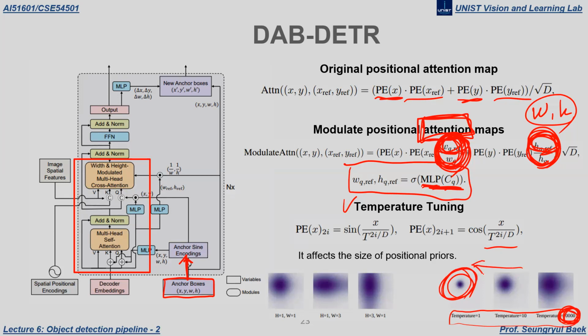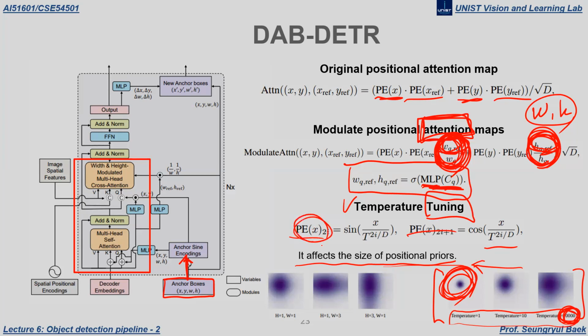if temperatures become small, the attentions become sharp, okay? So it affects the size of the positional priors, okay? The smaller values will make the positional priors sharp, okay? So they adjust these temperature values as well, okay? They further conduct this tuning, okay? When applying this positional encoding function.